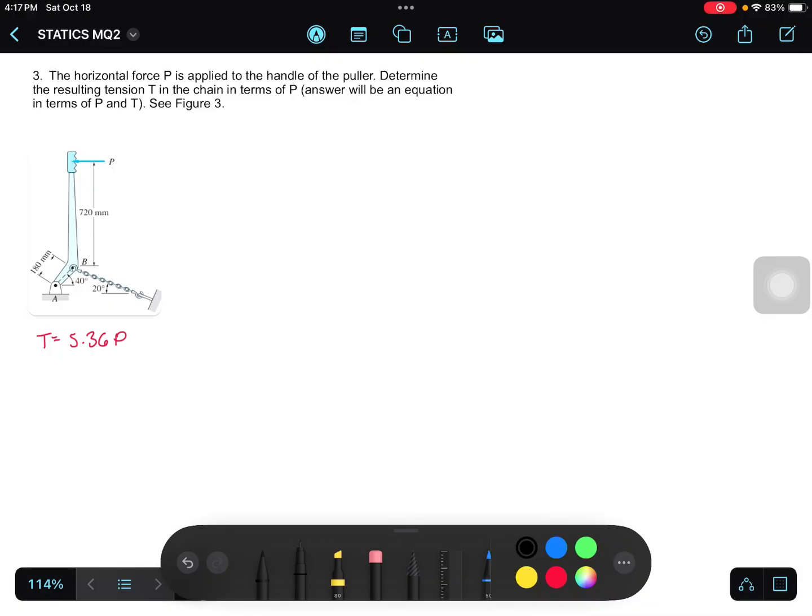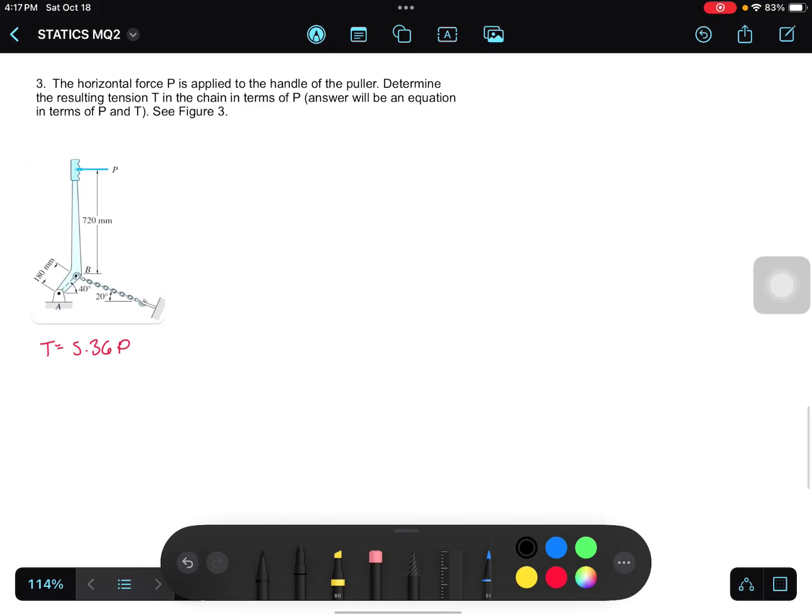So first, to solve this problem, syempre, free body diagram. So what is your body? Ano yung body mo sa problem na to? Syempre, yung puller. Ito yung puller. And then, ito yung body niya. It is anchored sa point A with a hinge connection. And then, nakatali siya dito.